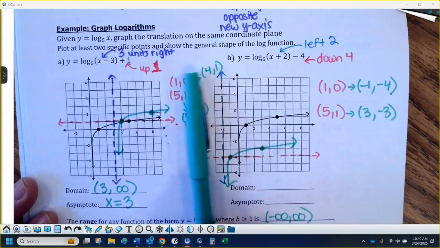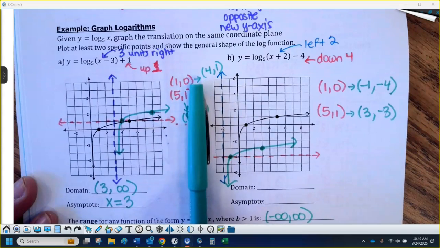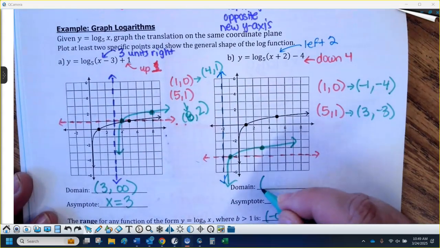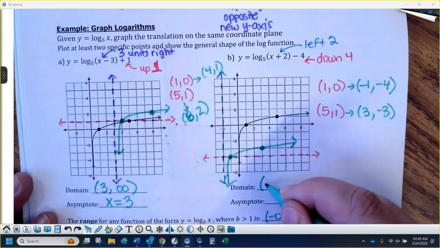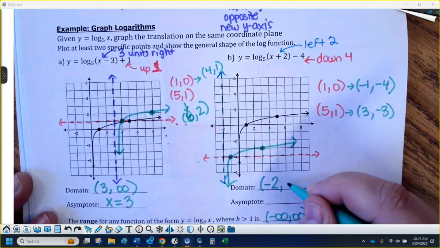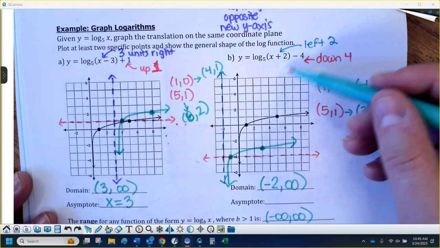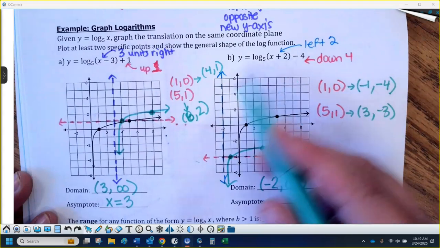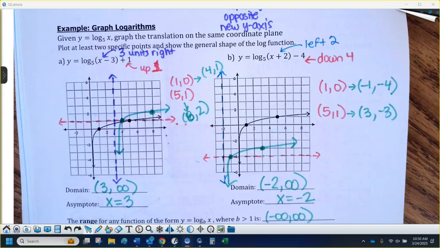Now again, the domain just prevents you from taking the log of a negative number. So if I plug in anything smaller than -2, we're taking the log of a negative number. If I plug in -2, we're taking the log of 0. That's not okay either. So that's why this is a parenthesis and not a bracket. So any number bigger than -2 is good to go to plug in. The asymptote there should just match with whatever you did to go left or right. So this went to the left 2, so it should be x equals -2, that vertical asymptote that you drew in. Does anybody have a question?